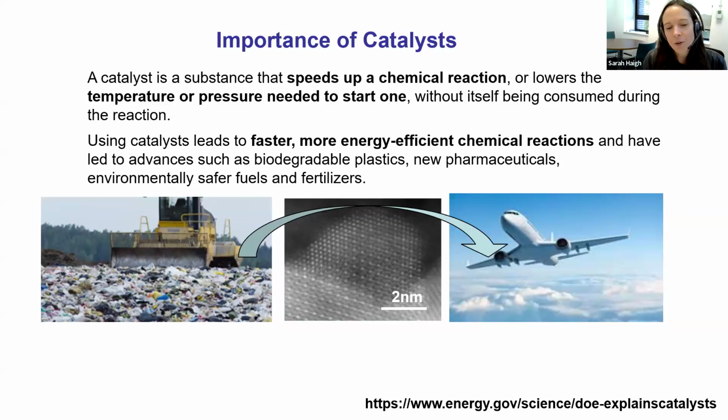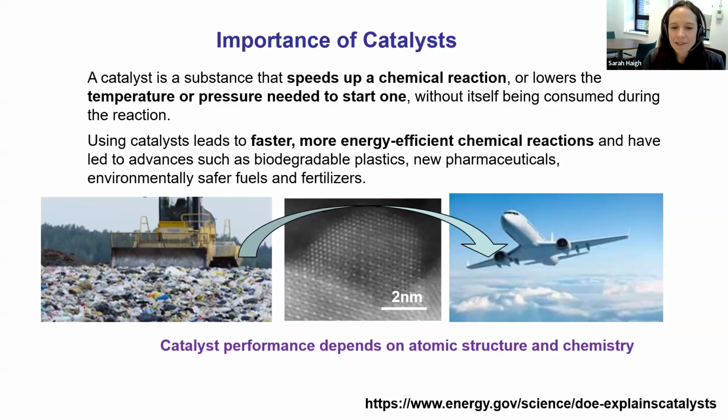And important for us, of course, is that a catalyst's performance depends really sensitively on the atomic structure and chemistry of the catalyst. So it will determine how well you're able to produce your product, or how much of your product you're able to produce, how quickly, with how little input, depending on the atomic structure of that. And this is a typical heterogeneous catalyst, which you can see here. We have our lovely atomic structure visualized using the scanning transmission electron microscope.